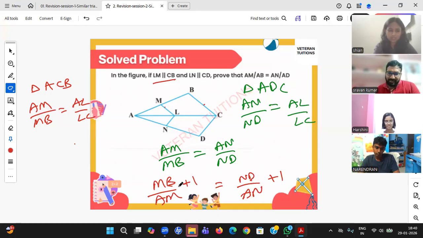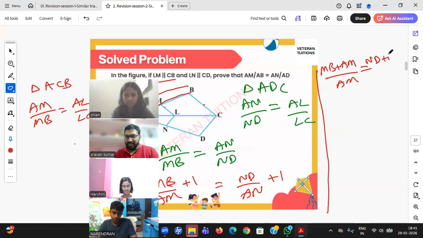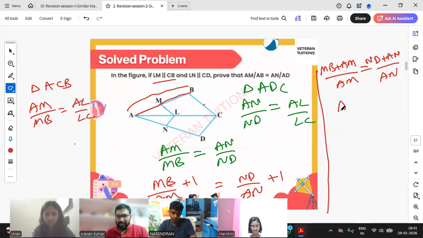So if I add one, MB plus AM, where is MB? This one. AM is this one. I'm getting AB. I want AB. Okay, that's perfectly right. So if I take LCM, MB plus AM divided by AM equal to ND plus AN divided by AN. MB is this, AM is this. I got AB by AM equal to AD by AN. Okay, still not a match, but just reciprocate. So just reciprocate on both the sides.